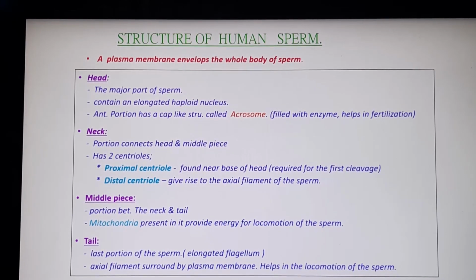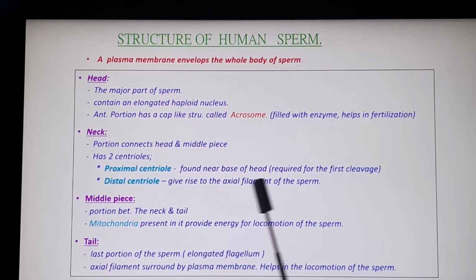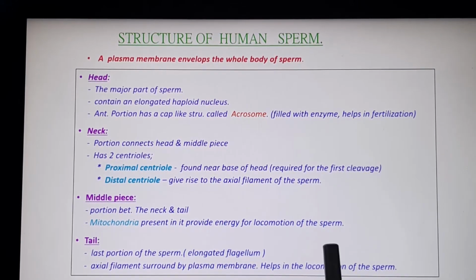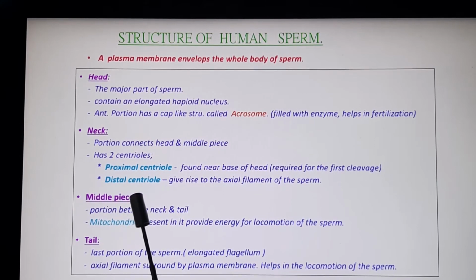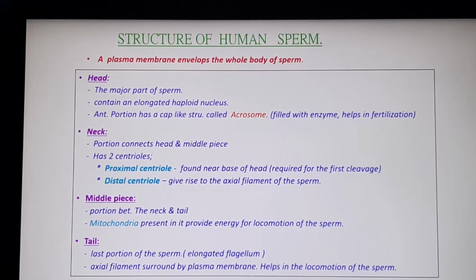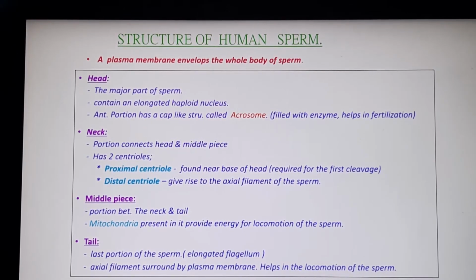Neck is the portion that connects the head and the middle piece. It has two centrioles. The proximal centriole is found near the base of the head. It is necessary for the first cleavage, whereas the distal centriole gives rise to the axial filament of the sperm. And the middle piece is the portion that connects the neck and the tail, and its characteristic is that a large number of mitochondria are present in it to provide energy for the locomotion of the sperm. And the last portion is the tail, and it is actually an elongated flagellum, the axial filament surrounded by plasma membrane. This structure helps in the locomotion of the sperm.